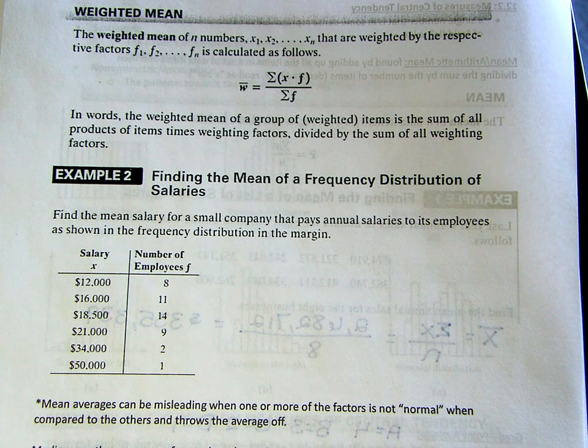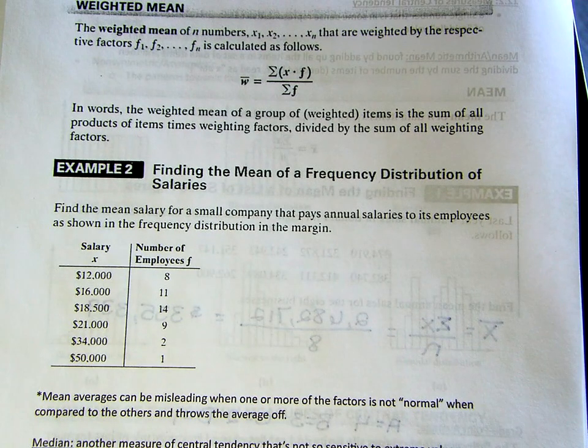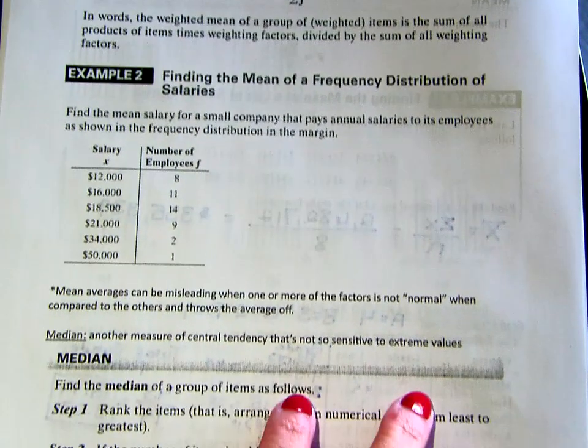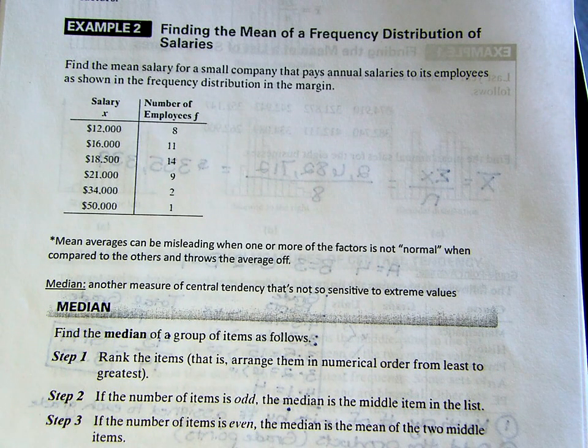But you can use weighted mean to find other things. So we're going to use it to find the mean of the frequency distribution of salaries. This is going to be important as you go out into, quote unquote, the real world, not that you're not already in it, but when you go get a job and you're trying to figure out who's going to pay me better, is the average pay here actually a good representation of what's actually happening?